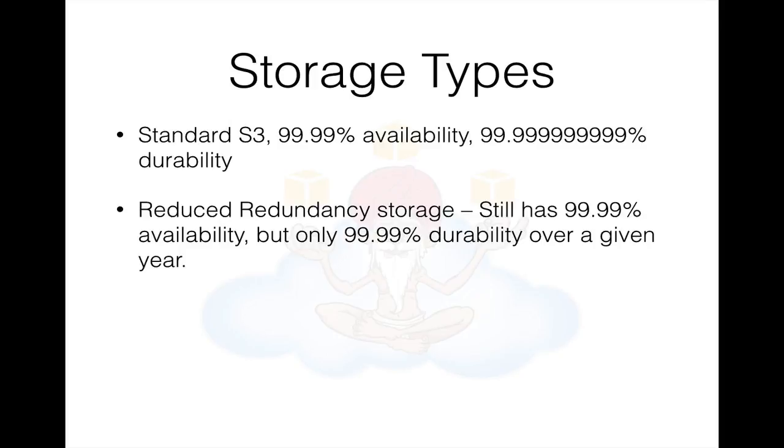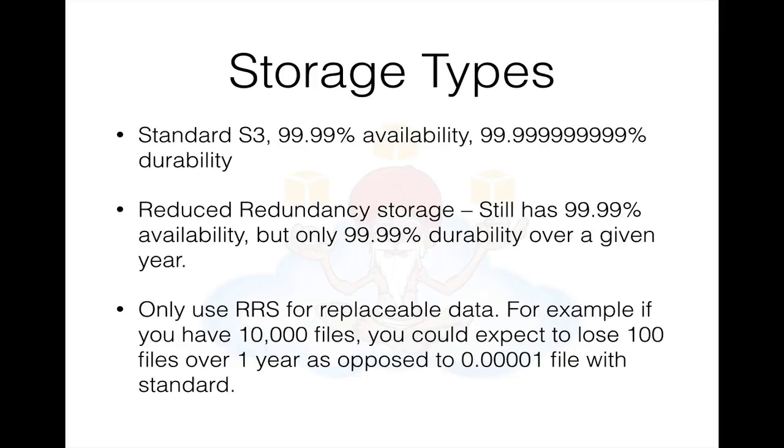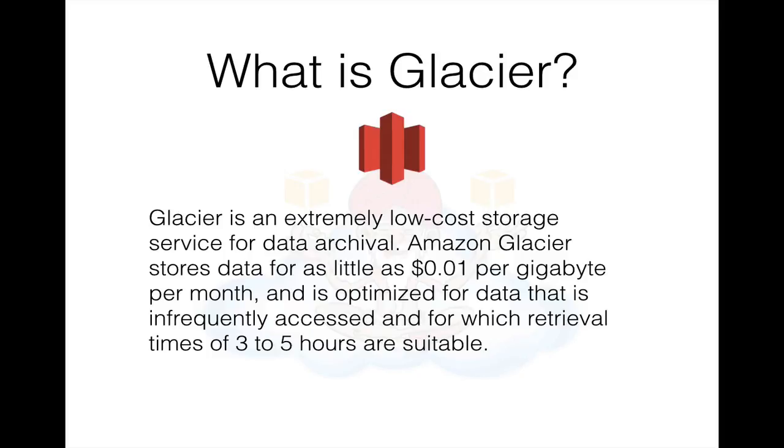So basically it's a little bit cheaper to use reduced redundancy storage, but you only want to store files on there that are not important if you lose them. So only use reduced redundancy storage for replaceable data. For example, if you have 10,000 files, you could expect to lose 100 files over 1 year as opposed to 0.00001 file with the standard S3 durability.